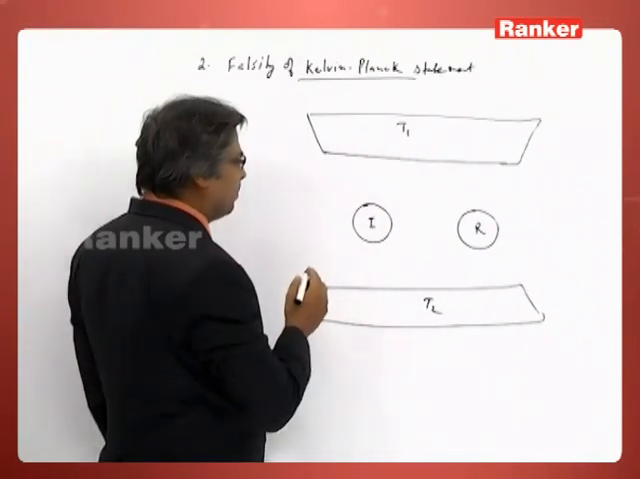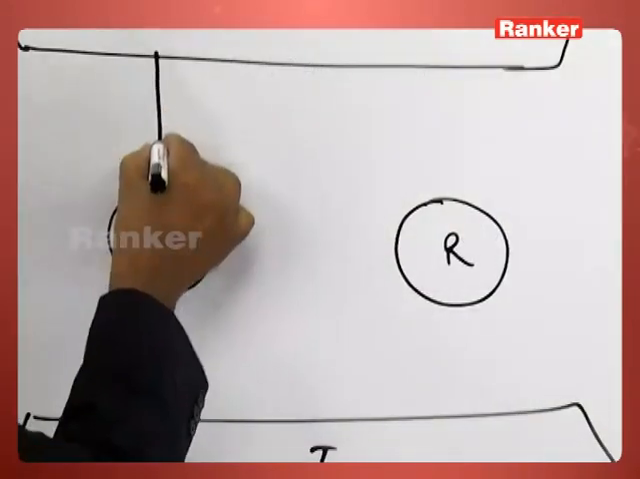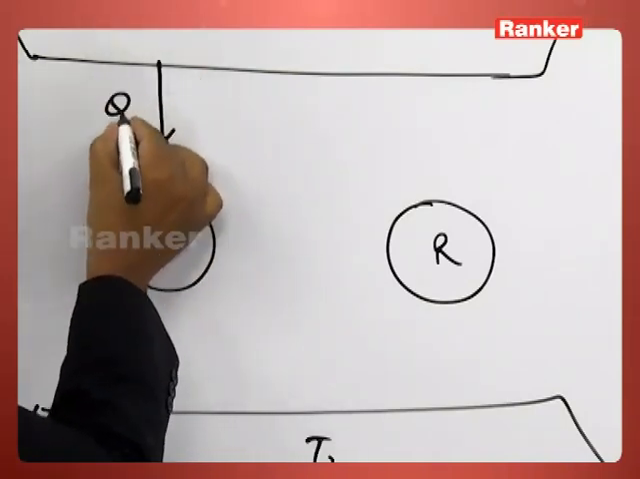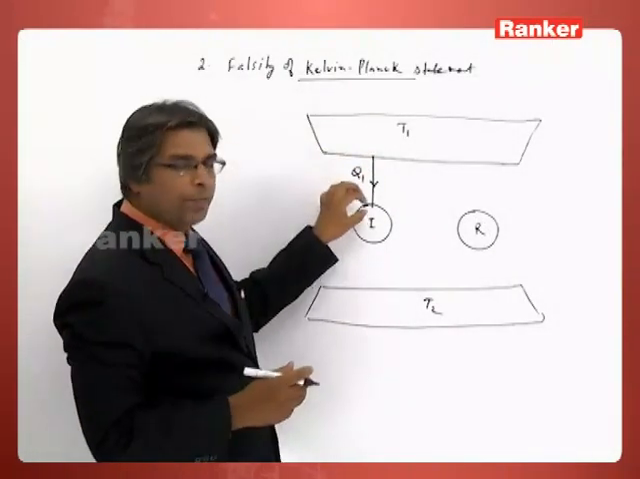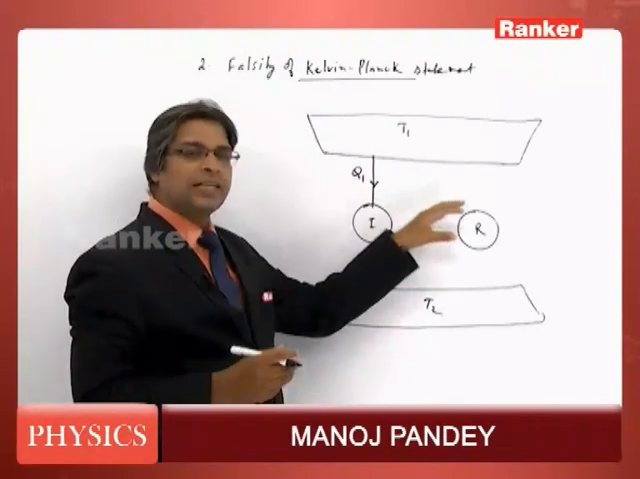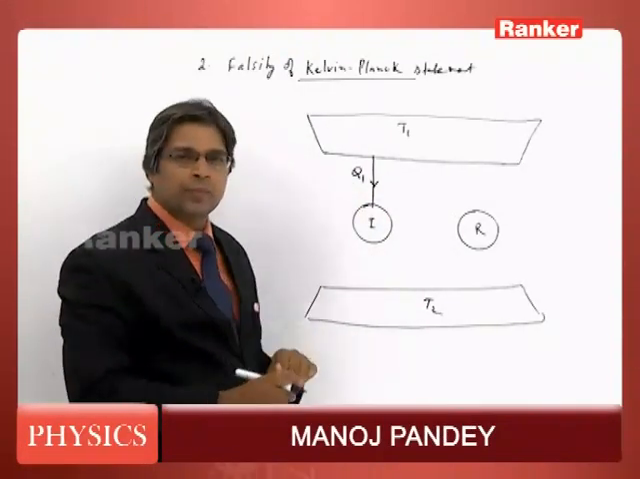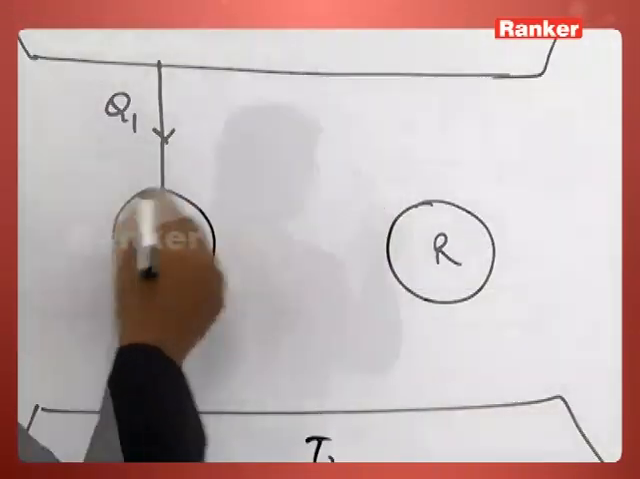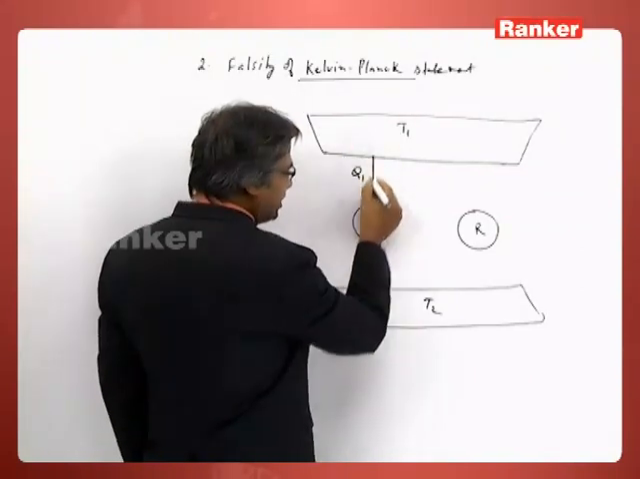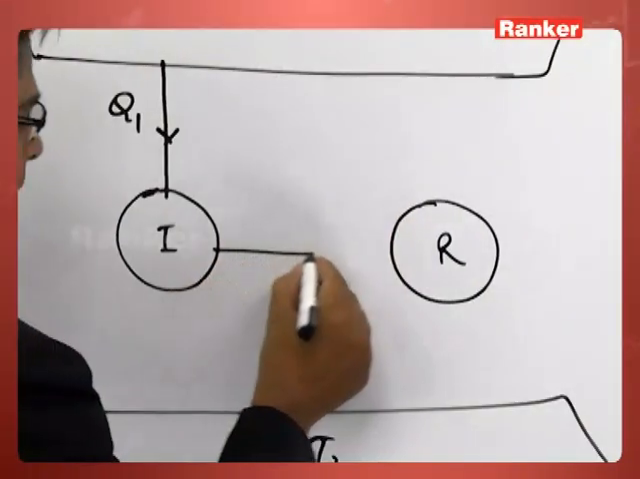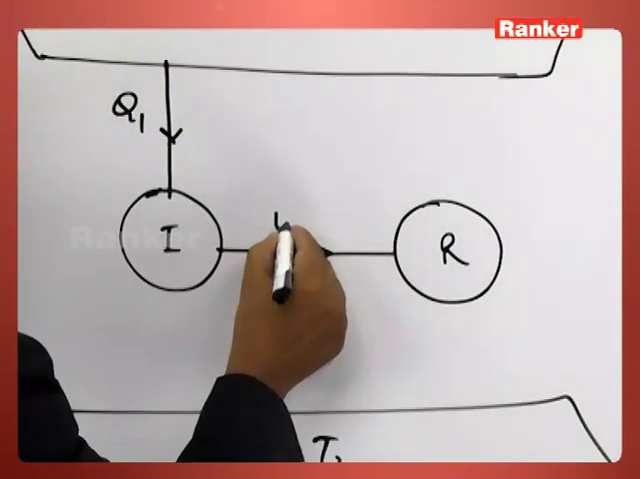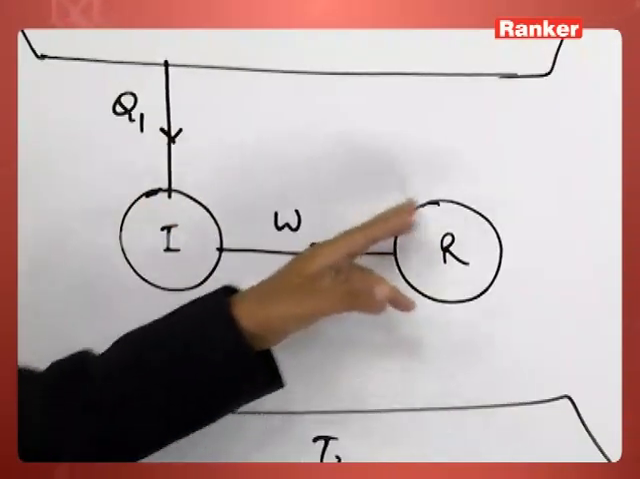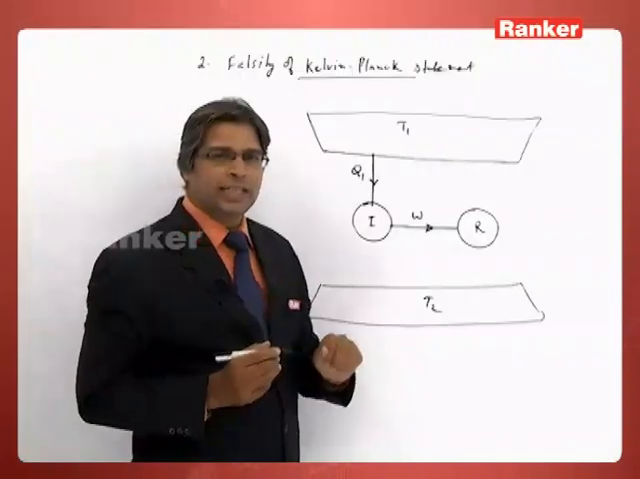So according to Kelvin-Planck statement, it is not possible for an engine to draw heat from a reservoir and continuously convert it into work without rejecting it to some lower temperature. So suppose this violates this Kelvin-Planck statement. That means it takes Q1 amount of energy and does W amount of work.